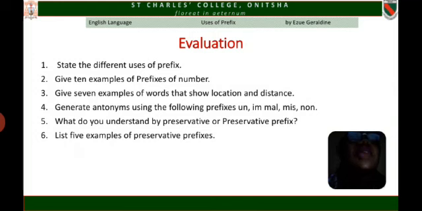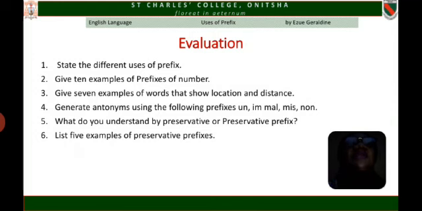2. Give 10 examples of prefixes of number. You have to use your dictionary this time. Sit down and bring out prefixes of number, one from each. I gave you up to 7 or 5 here, but what I want is 10. 3. Give 7 examples of words that show location and distance.